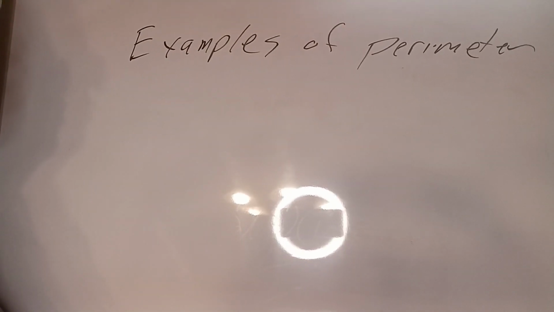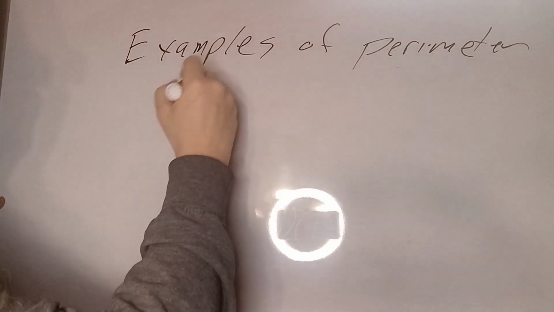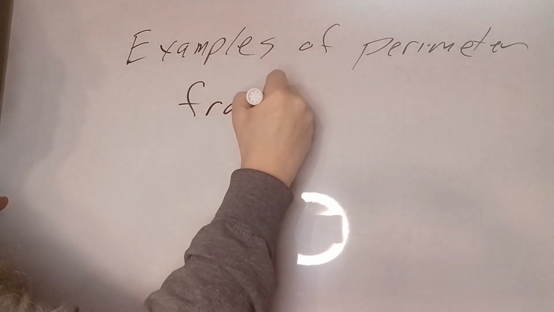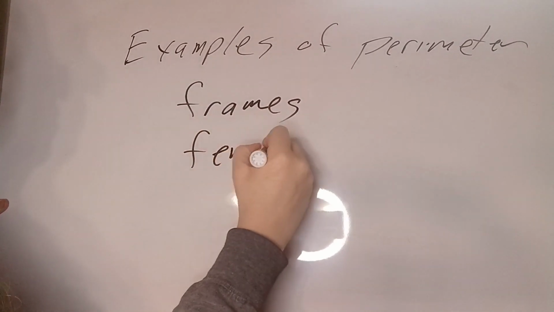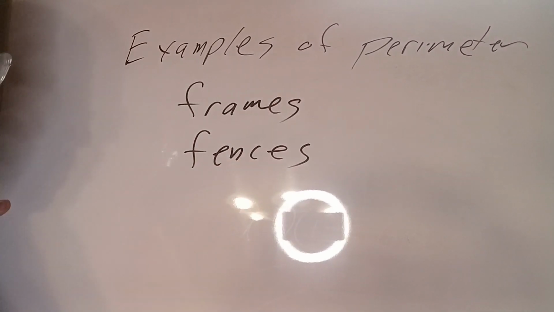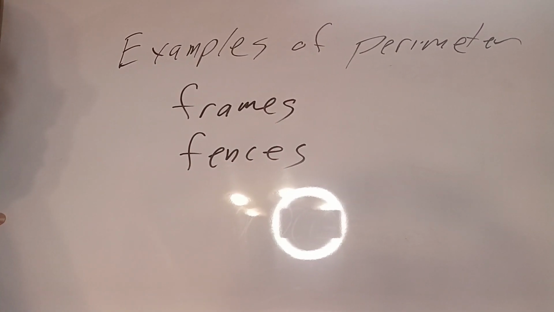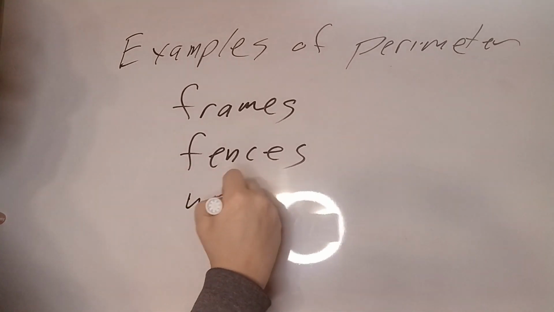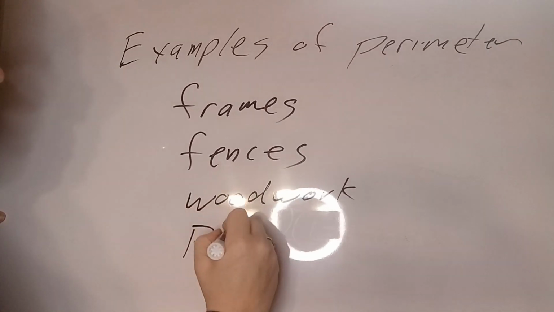Let's look at some examples of perimeter. Things that we have as a perimeter are frames for pictures, fences, woodwork, and paths.